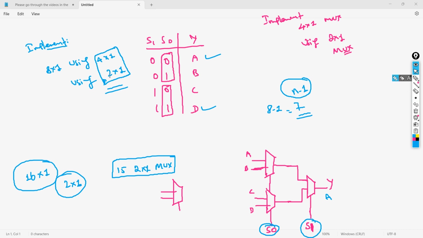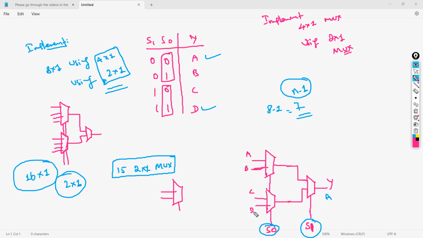Okay, now if you look at 8 cross 1, ideally you need two 4 cross 1, for example. Say something like this. It is going to be all the 8 inputs.